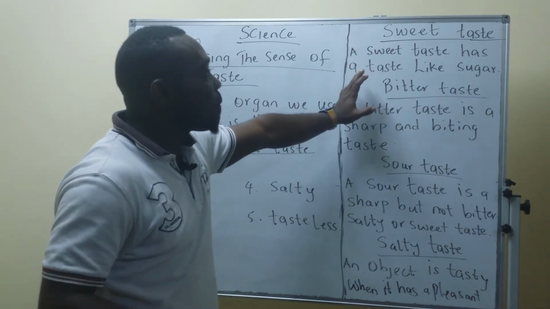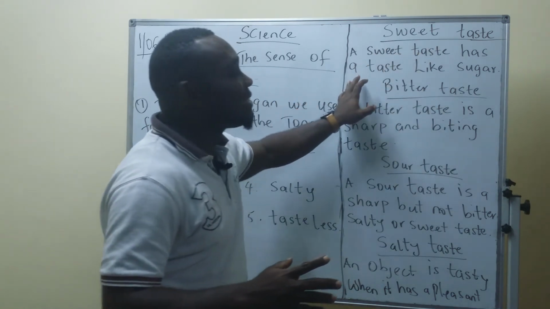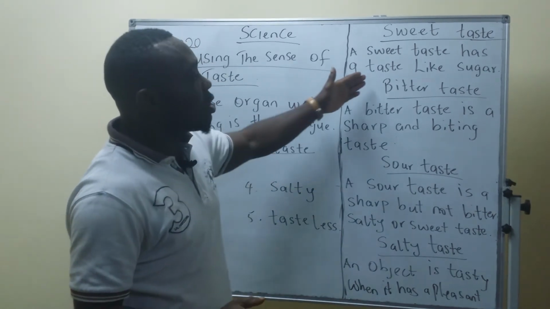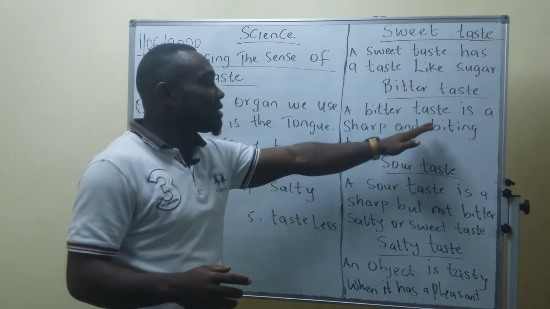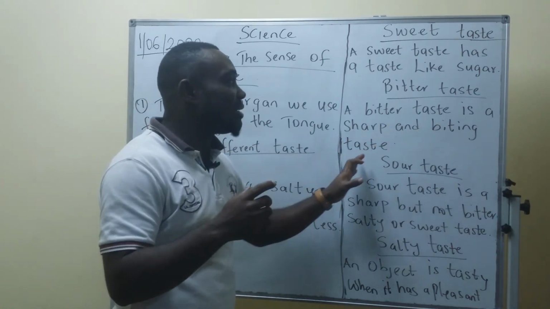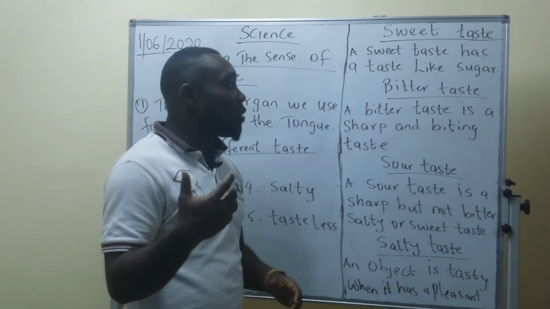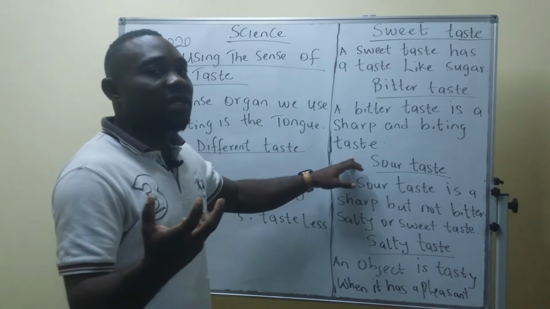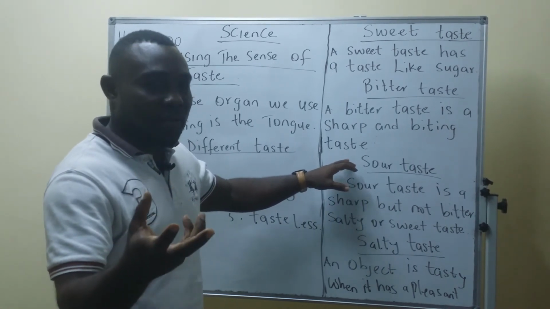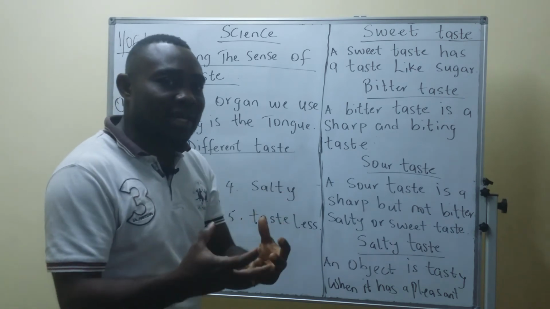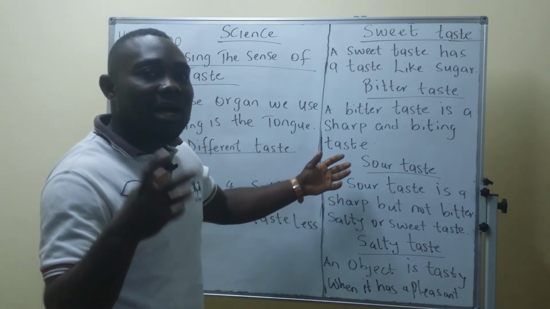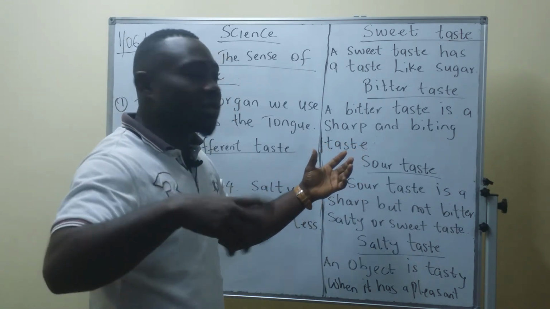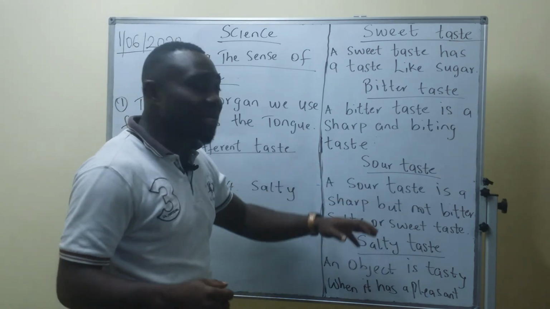As you see, we have 5 different types of taste. First off, we have the sweet taste. A sweet taste has a taste like sugar. The second one says bitter taste. A bitter taste is a sharp and biting taste. Like in Nigeria, we have something called bitter cola. Also coffee, like Nescafe. A Nescafe without sugar in it is what? It has a bitter taste. When you take a Nescafe without sugar or honey mixed with it, it's bitter.